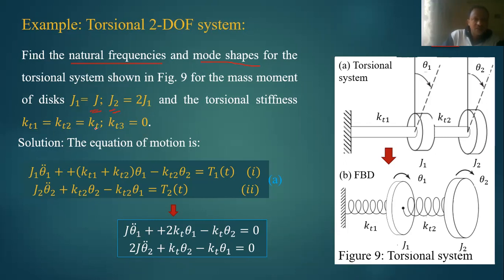And KT1 and KT2 are the same. Simply this is KT. This is also KT. So we have no KT3 here. So by substituting into the general equation, we get J θ1 double dot plus 2 times KT θ1 minus KT θ2, which is equal to 0. And the second equation is 2 times J, because J2 is equal to 2J, θ2 double dot plus KT θ2 minus KT θ1 is equal to 0. So this is the equation of motion for this system.